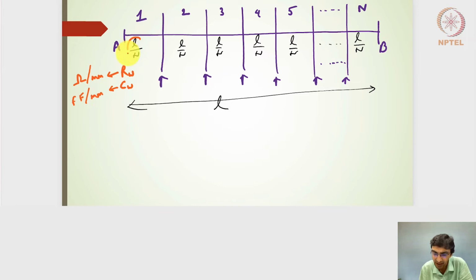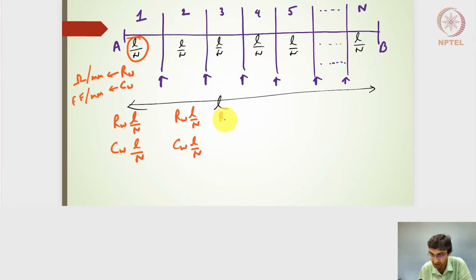So if I have L by N here, the overall resistance of this particular segment, segment number 1, will be RW times L by N. The capacitance for this segment will be CW times L by N. Similarly, for segment number 2, I will have RW L by N and CW L by N. For the third segment, I will have RW L by N and CW L by N, and so on until the Nth segment, where we again have RW L by N and CW L by N.